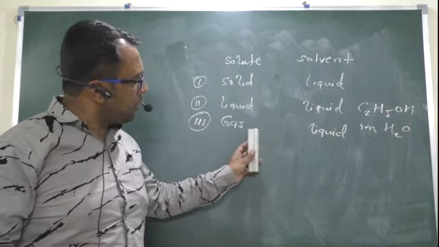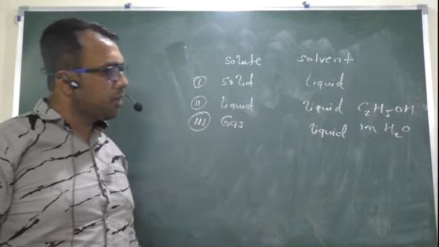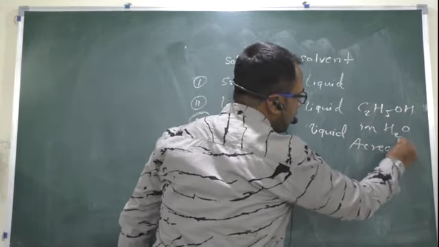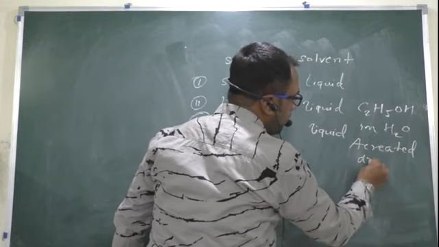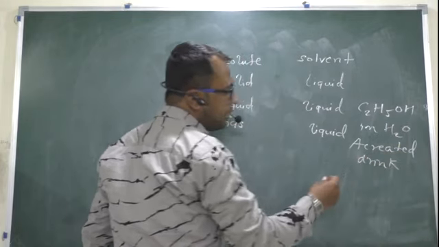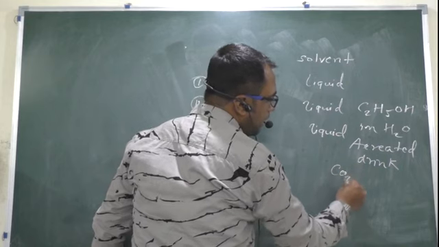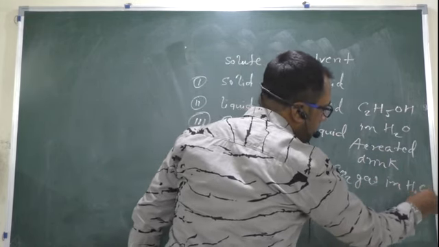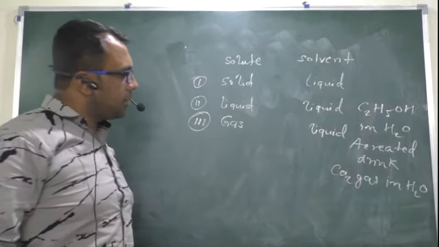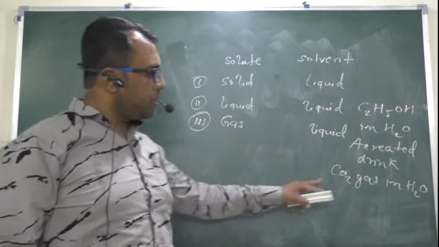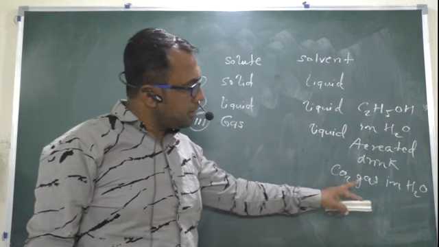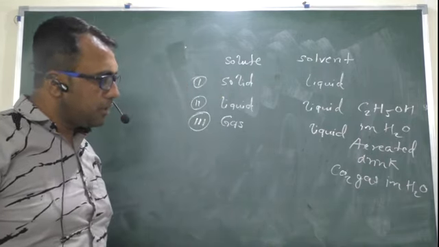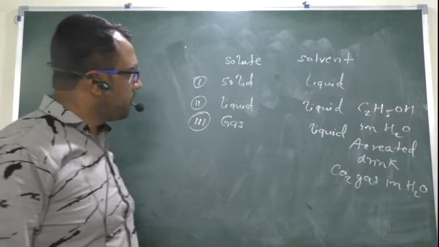For an example of a gaseous solute in a liquid solvent, we have aerated drinks, or what you call a soft drink or cold drink, where CO2 gas is dissolved in water. Now when you dissolve CO2 gas in water, the pressure of the CO2 gas has to be increased and the temperature has to remain constant, which is an important condition for Henry's law.